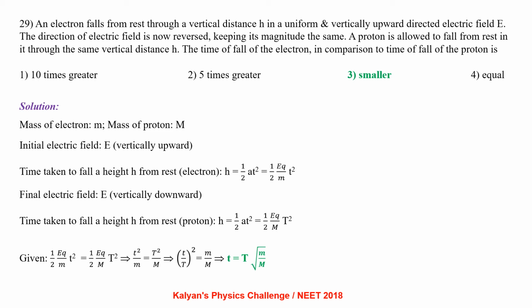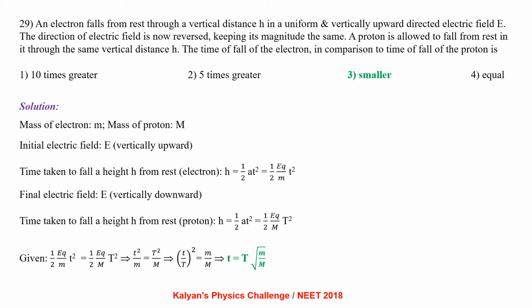Now the electric field is reversed in direction, keeping the magnitude same. So the time taken to fall a height h from rest for proton is h equal to half at square, which is half of eE by capital M into T square. Since height is same in both cases, we can equate them to obtain the ratio as t by T whole square equal to small m by capital M. So from there small t equal to capital T times square root of small m by capital M.